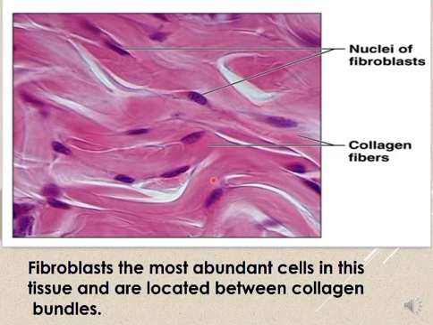Fibroblasts, the most abundant cells found in dense irregular connective tissue, are located between the collagen bundles. مثل ما نلاحظ هذه هي الفايبروبلاست اللي تتواجد بين الكولاجين بندلز بالجراوند سبستانس. هذا هو الجراوند سبستانس، الكميات القليلة الموجودة بين الفايبرز.